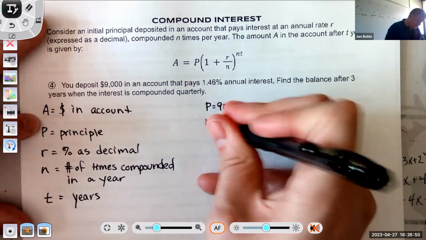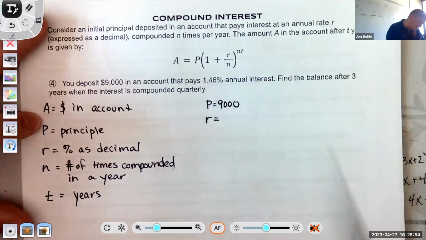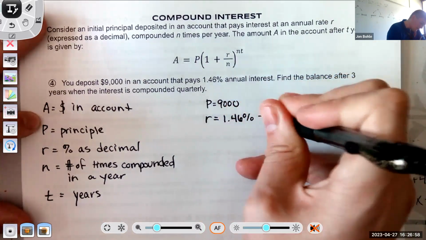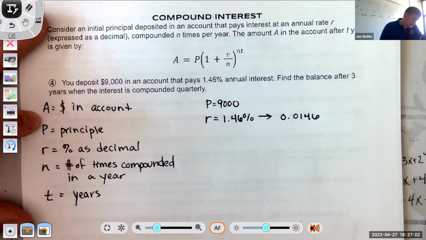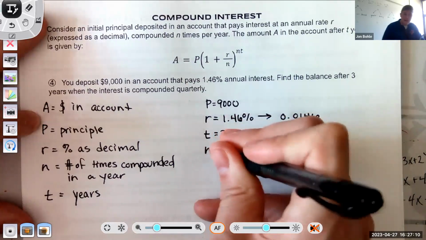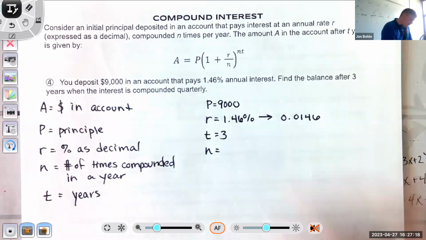R is the percent as a decimal. So what's my percent? I'm getting 1.46%, which is, divide that by 100, 0.0146. Okay, T, 3 is 3 years, and N, compounded quarterly. So if it's compounded quarterly, that means it's splitting it up into 4 parts, like a quarter is 4 parts of $1, and the value is 4.